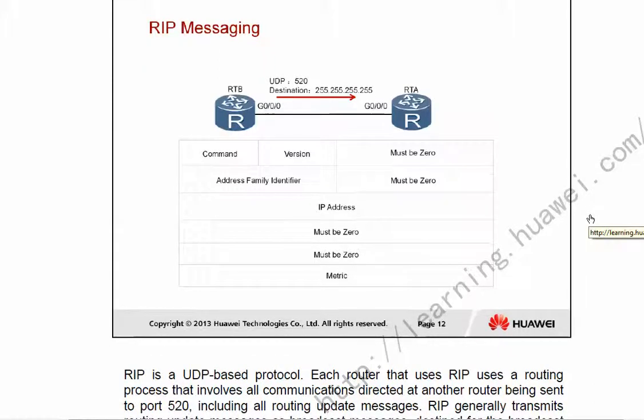RIP messaging. RIP is a UDP-based protocol. It uses UDP port 520. It sends routing update messages as broadcast to the address 255.255.255.255.